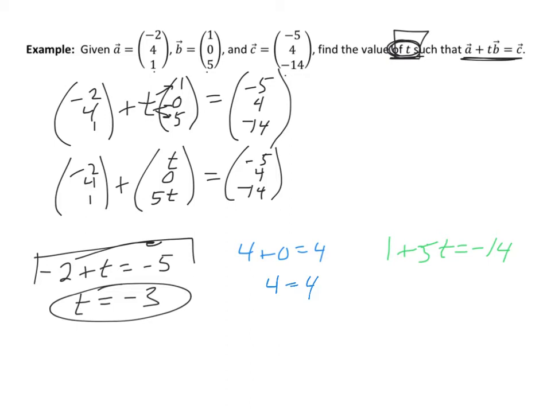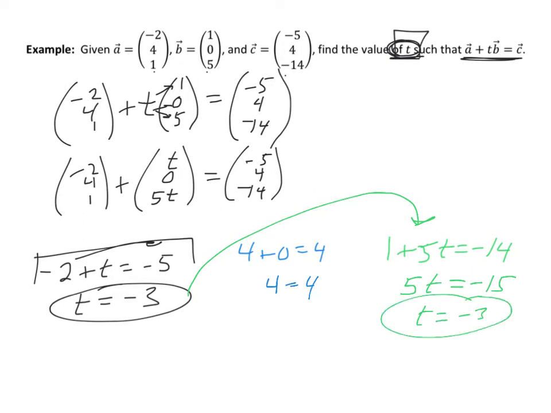For the z component, there's actually two ways to do it. Either you can take this value of t and plug it in and make sure it works, or you can just solve for t and make sure it matches. I'm going to solve for t. So 5t equals negative 15. So when I divide, I get t is negative 3. Hey, wonderful. The values of t that we got all match one another. And so now we can say confidently that t equals negative 3 is the value of t that allows this thing to be true.